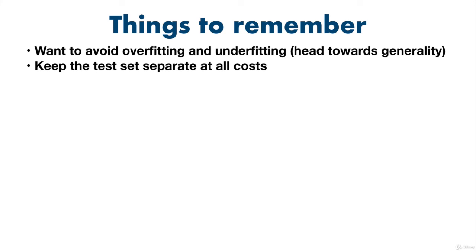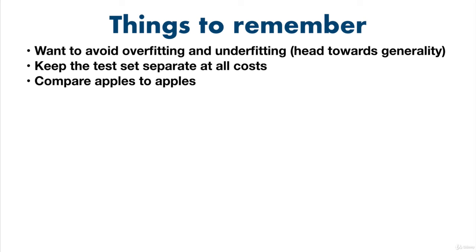Keep the test set separate at all costs. When you split your data, you want to have a training set and then throw away the test data set and lock it up. And once your model has been trained, then you can open up the test data set, you can unlock it, take it out of the safe, and see how your model performs.